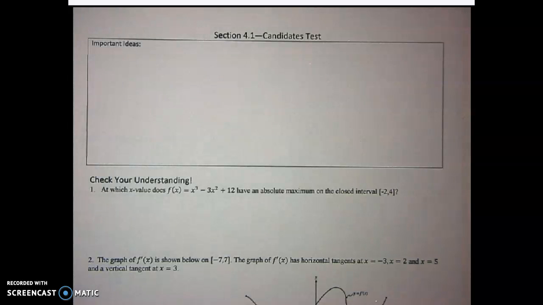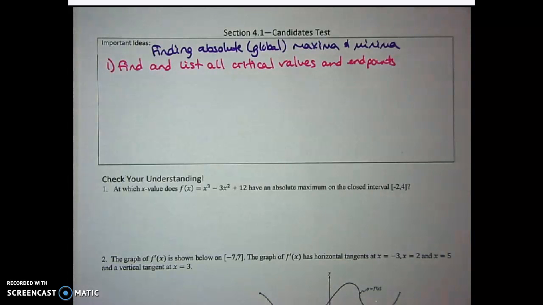Seems like the candidates test is pretty straightforward. To find the absolute, sometimes referred to as the global maximum or minimum, the first thing you need to do is find and list all the critical values and the endpoints. Remember that your critical values are where your first derivative is either equal to 0 or is undefined.